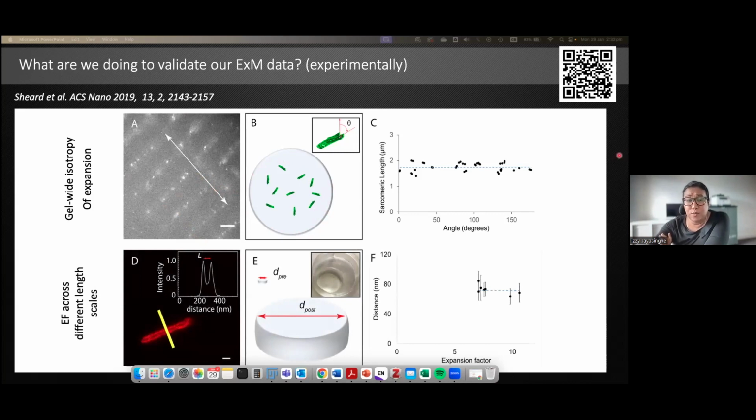The other thing we could do was look at structures that were very precise and hard coded into the biological sample. We looked at these double-banded fractalin structures and worked out that spacing, and asked whether that measured expansion factor matches the expansion factor that we deduced from measuring the gel. Comparing those two measurements was quite useful for working out that there's no kind of mismatch in the different scales.